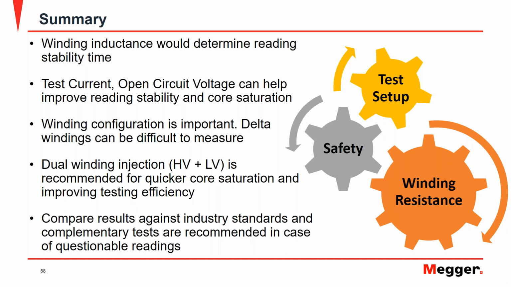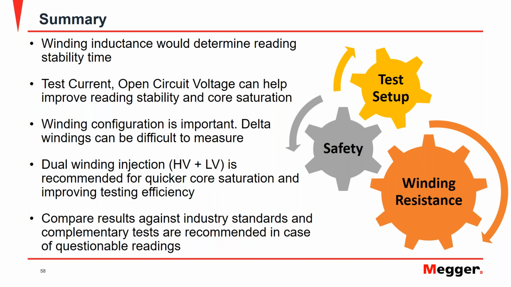As we saw in our examples, you can have delta windings that can be difficult to make measurements on because of the loading from the other untested phases. So in such cases, you can use the dual winding injection, where you are injecting current from the high voltage and the low voltage of the same phase. And this will give you fast core saturation and improve the testing efficiency.